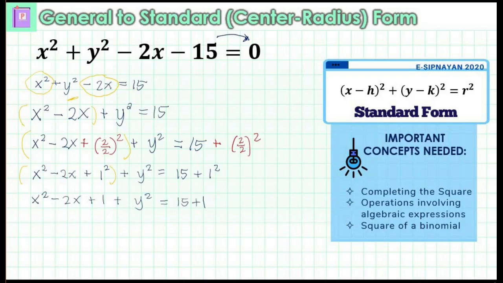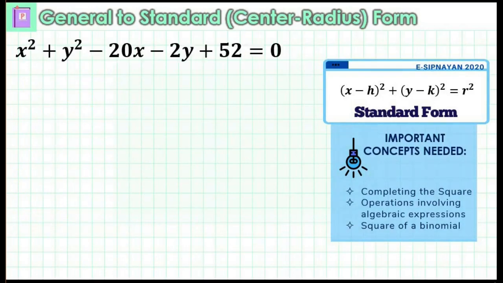So we are only going to apply completing the square once using the x variables or the terms with x variables. So let's now complete the square. X squared minus 2x plus 1. The factored form will be x minus 1 squared. Then we simply copy plus y squared equals, let's simplify the right hand side of the equation, that is 16. Hence, the standard form given this example is quantity x minus 1 squared plus y squared equals 16.